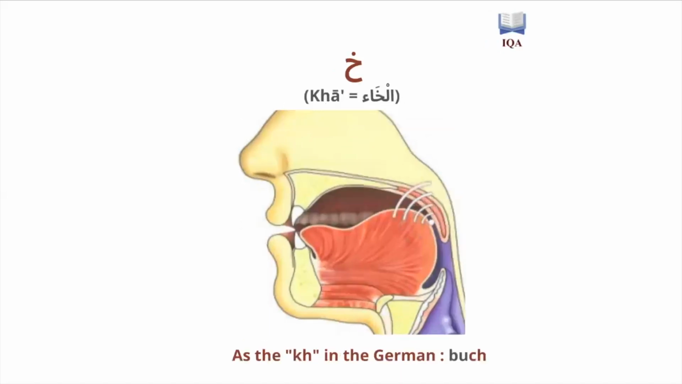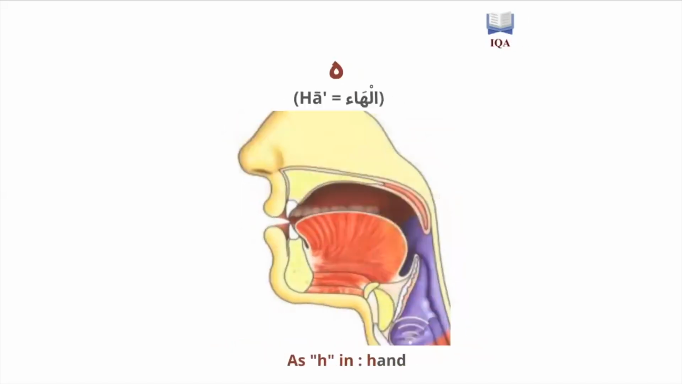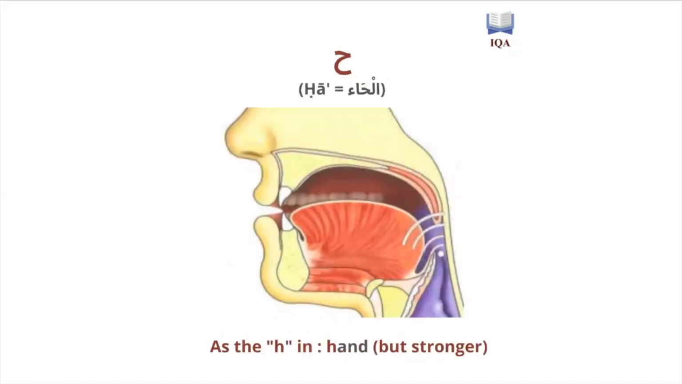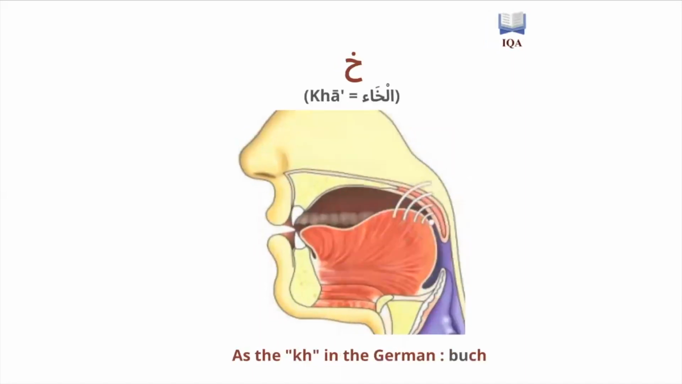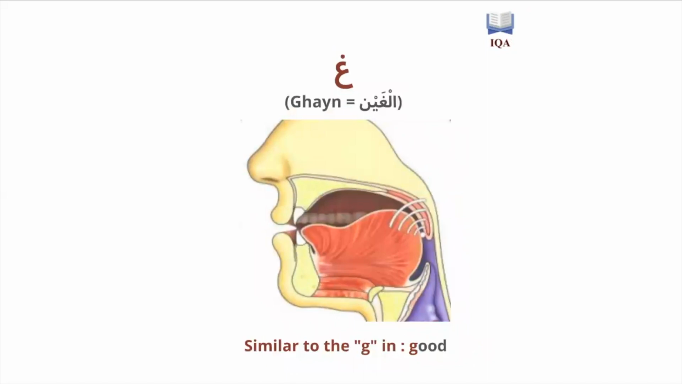And with that, we get the six guttural letters. We have the hamza and the ha that come from the bottom of the throat. Then we have the ha and the ayn that come from the middle of the throat. And then we have the kha and the ghain that come from the upper part of the throat.